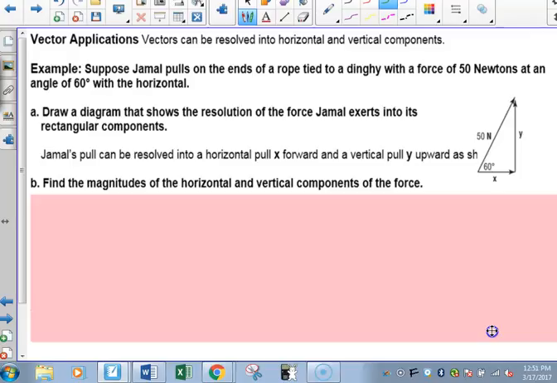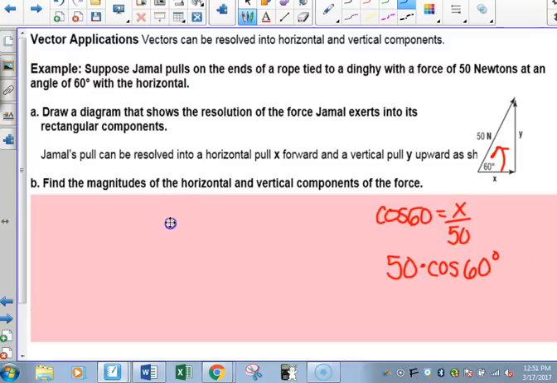All right, you have a question on your sheet that is done for you already, but it says Jamel's pulling a rope tied to a dinghy with a force of 50 newtons at an angle of 60 degrees with the horizontal. So again, to find x, you would use cosine. And after you did this question, I'm trying to lead you to see there's a pattern here, guys. You would do cosine of 60 equals x over 50, adjacent over hypotenuse, and you'd end up doing the magnitude times the cosine of the angle. Everybody good?